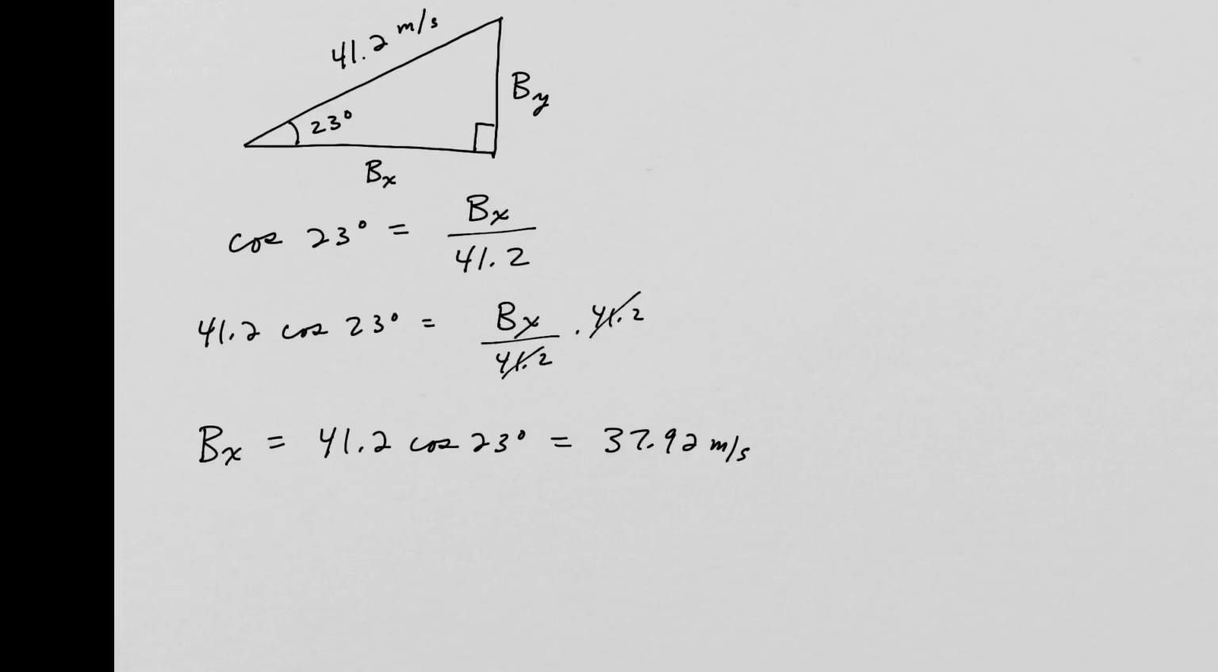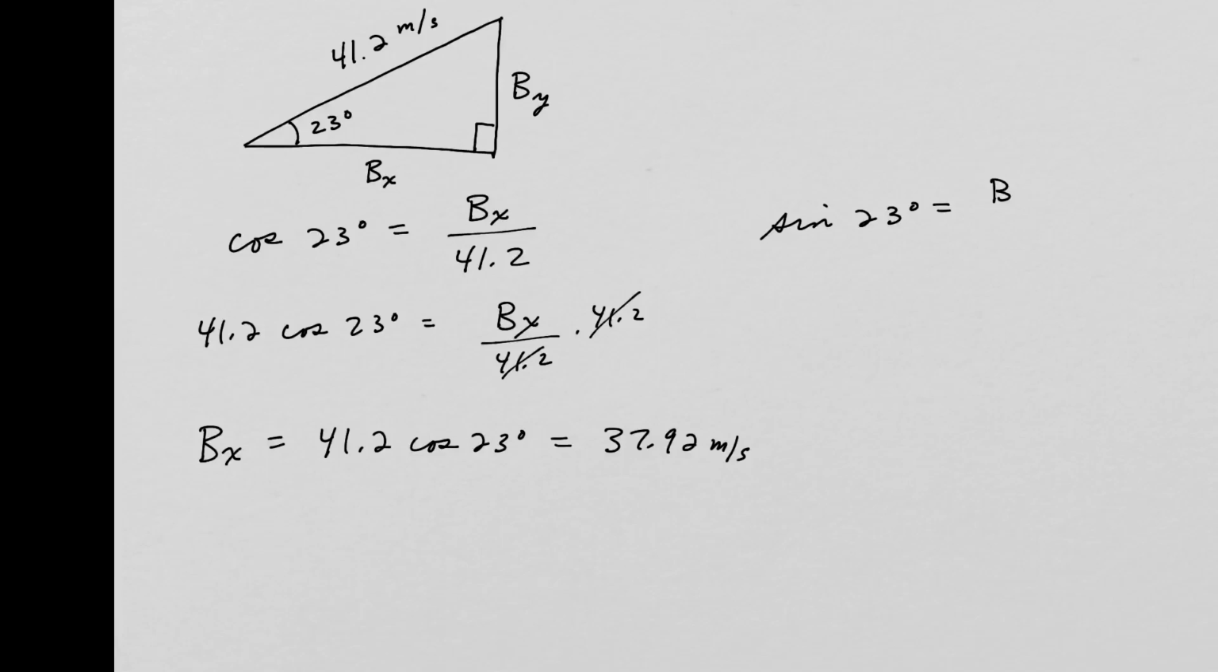Then to get the y component, well, this side is opposite, right, of 23 degrees. So now I know opposite and hypotenuse. Or you could even use opposite and adjacent since we do know bx now, but it's easier just to use what you originally had. So opposite and hypotenuse. So what trig function relates opposite and hypotenuse? That's sine, right?